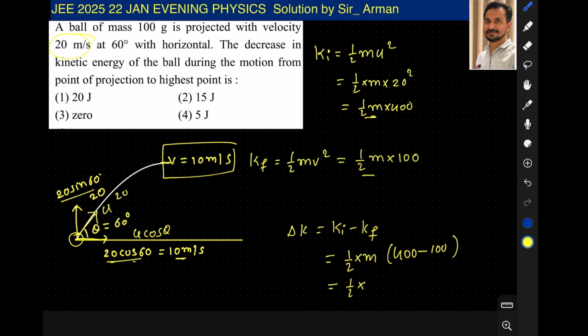What is mass? Mass is given 100 gram, that is 0.1. 400 minus 100 is 300. So if you solve this, this will become 2 into 150. So here 150 into 0.1. So this will become 15 joule. That is, the change in the kinetic energy is 15 joule, or we can say the kinetic energy decreases by 15 joule.